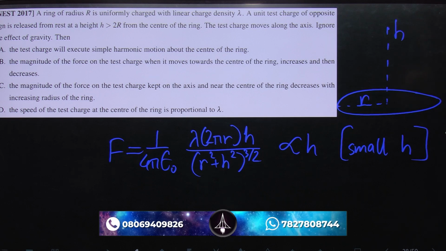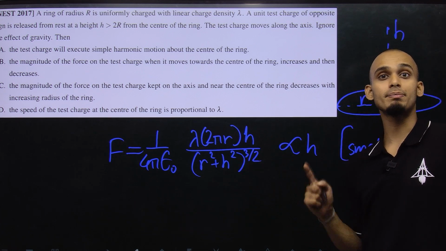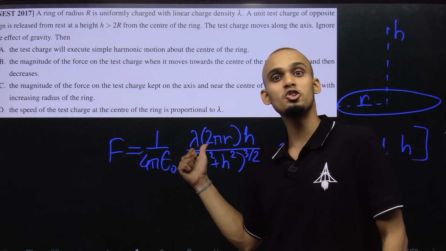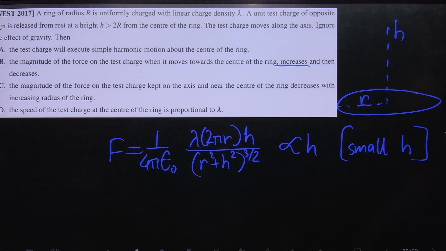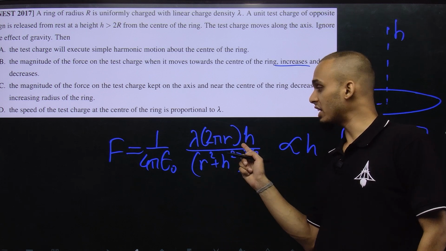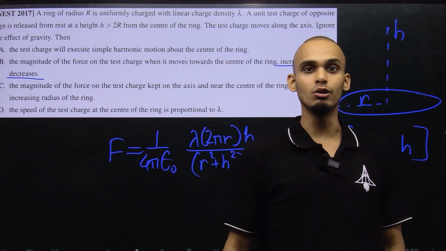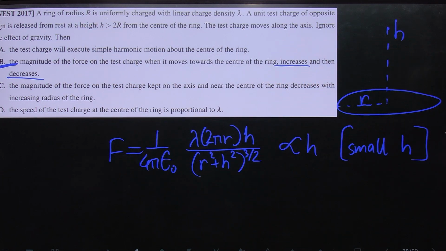And the magnitude of force first increases then decreases. That is true. When h is much greater and h is decreasing, since the denominator has a power of 3 and the numerator has a power of 1, as h decreases, the denominator decreases much faster than the numerator. So as a whole, the force increases. When h is small and we neglect h in the denominator, the denominator does not change much, but the numerator has h multiplied. So as h decreases, the force will decrease for small values of h. So option B is correct. Again, this is an old NEST question, so multiple options can be correct.